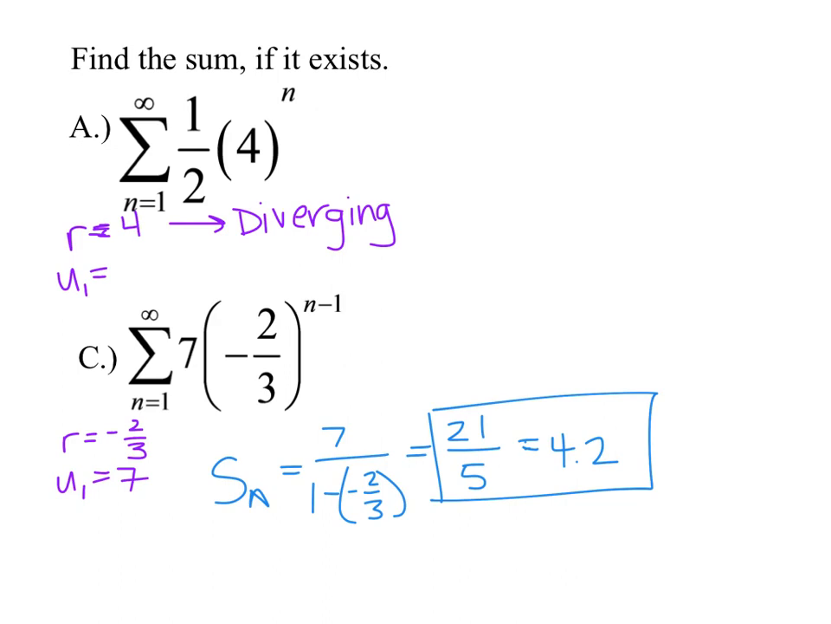All right, so hopefully you didn't do too much work in letter A, because once you identified r, that's going to be greater than 1. The absolute value of that is greater than 1, so it's diverging. So you can stop there. And then in part C here, the absolute value of -2/3 is less than 1. So then you plug that into your infinite geometric series formula, and you should get 21/5 or 4.2, depending on if you did it by hand or in your calculator. And that should sum up geometric series.